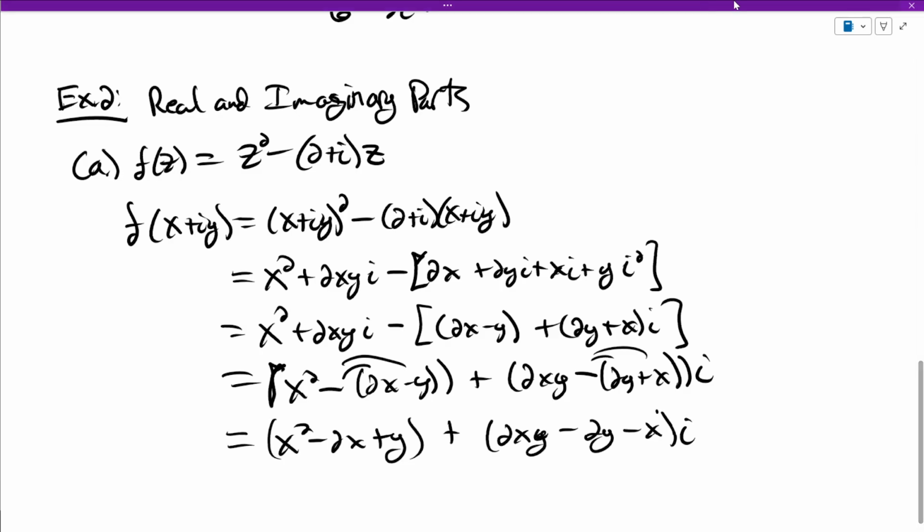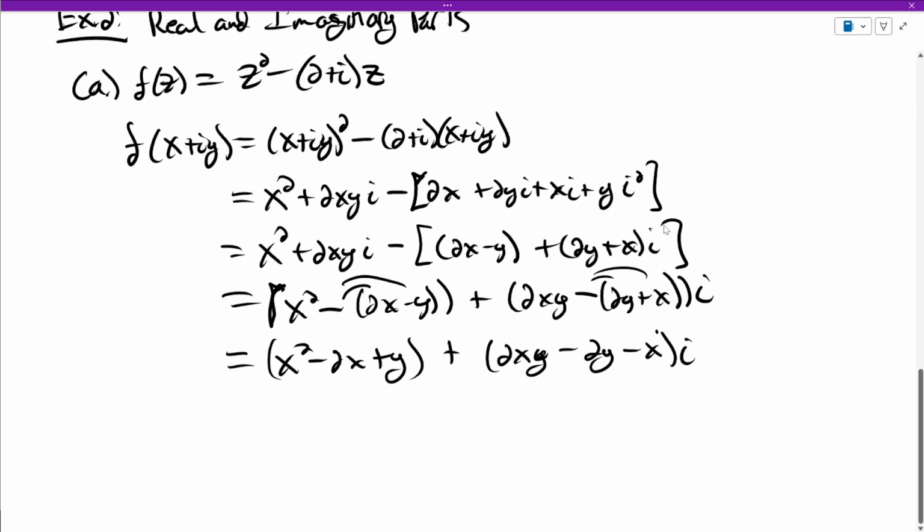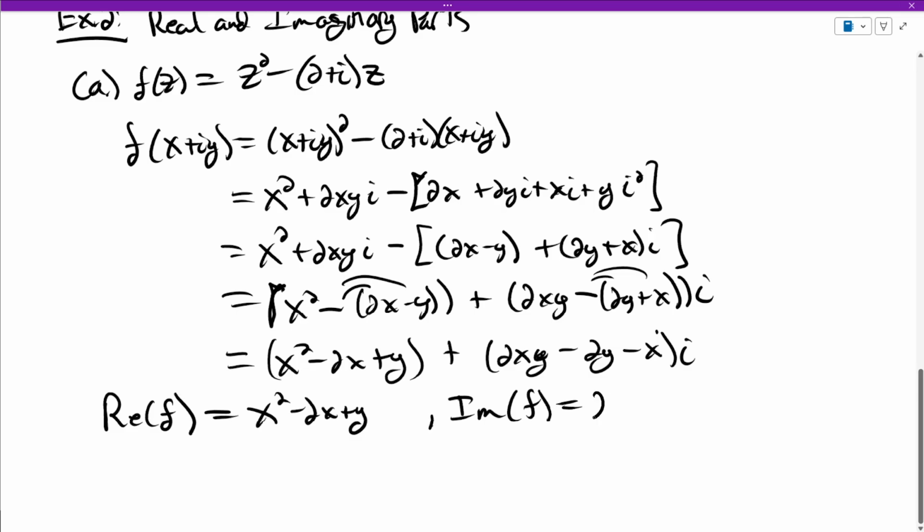All right, so if we plug in a random complex number, something of the form x plus iy, we can collect the terms that don't have an i and collect the terms that do have an i, just like in the last chapter. And so the real part of f is x squared minus 2x plus y. And the imaginary part of f is 2xy minus 2y minus x.